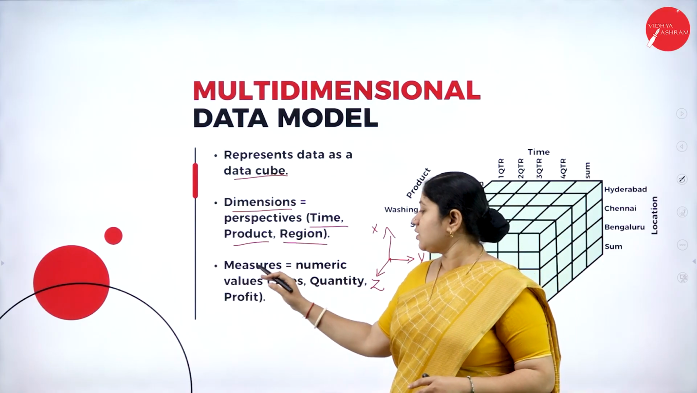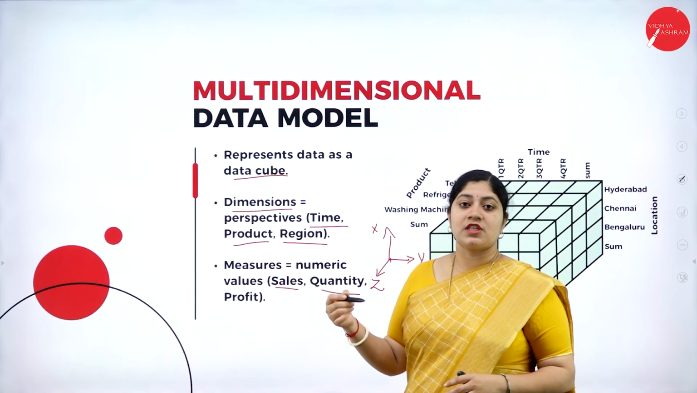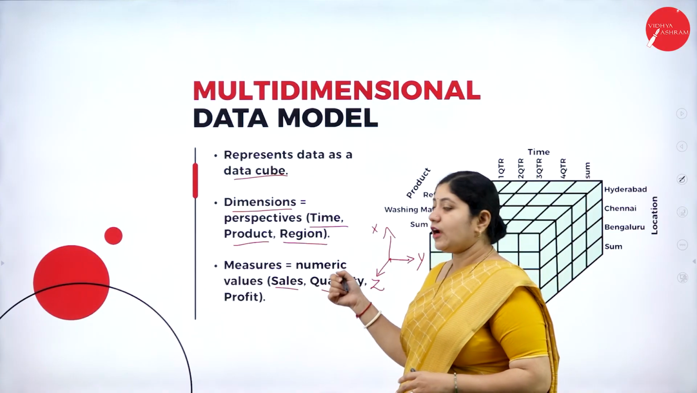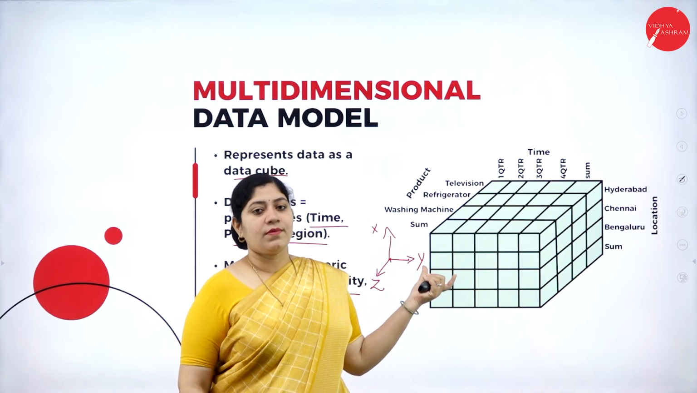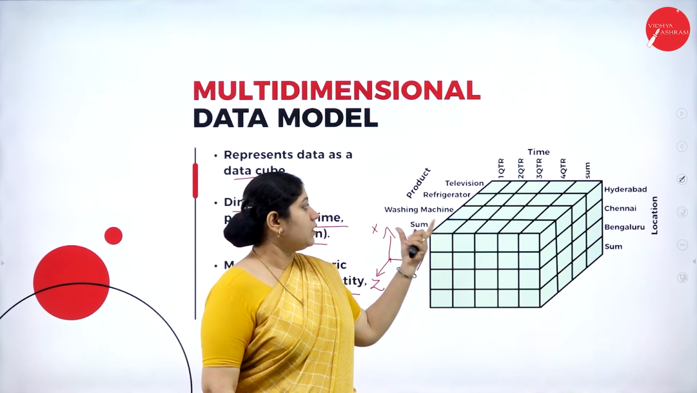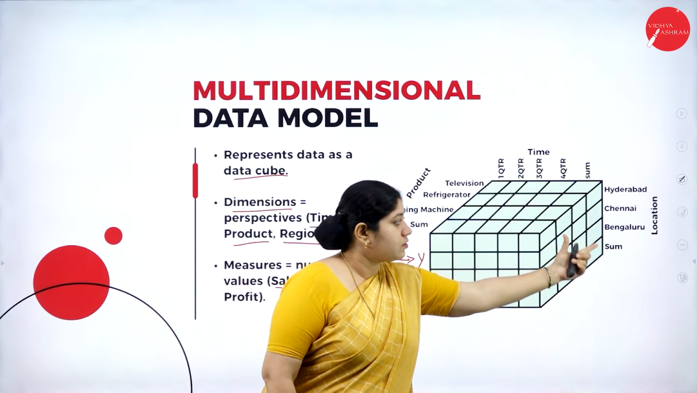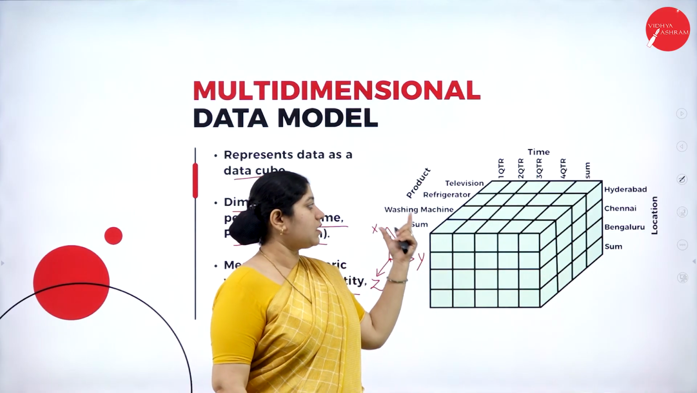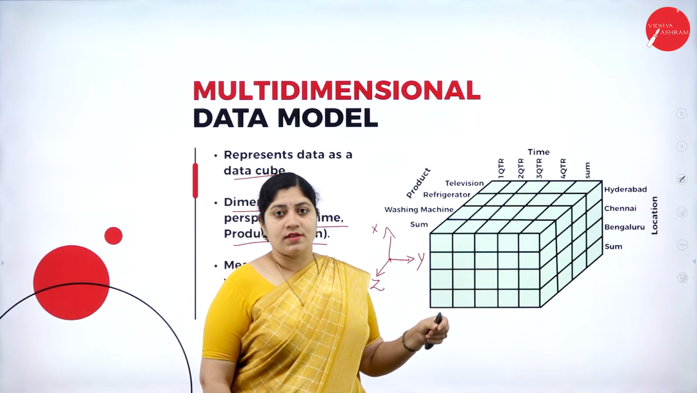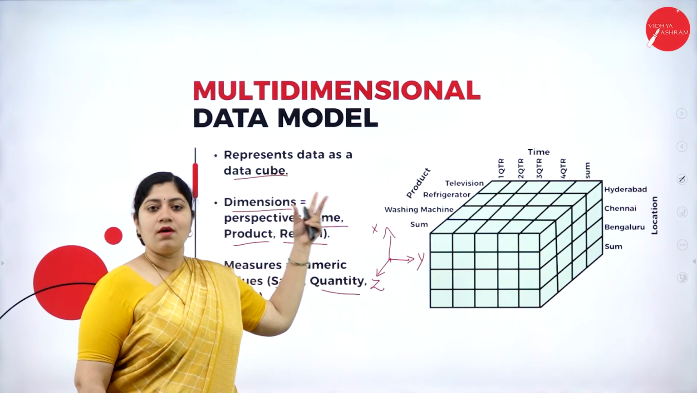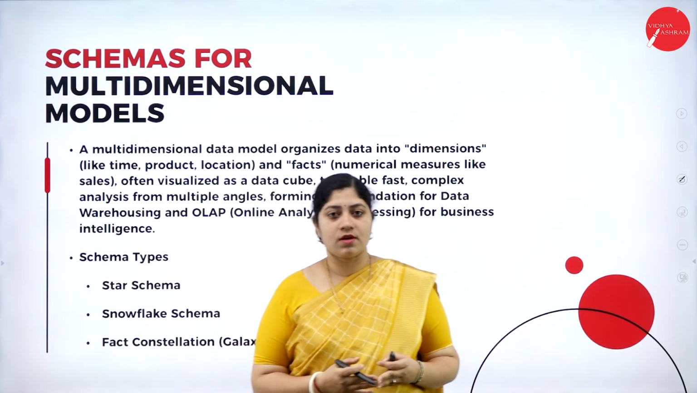Now, how is it measured? It is measured by numeric values, such as sales information, quantity information, as well as profit or loss information, or all of them can be depicted in a cube form. Now, as you can see here, it has been represented by the product, time, as well as location. So in this type, the information can be represented in a very easy format, and it is called a multi-dimensional data model. Now let's see and understand what the schemas for multi-dimensional data representation are.